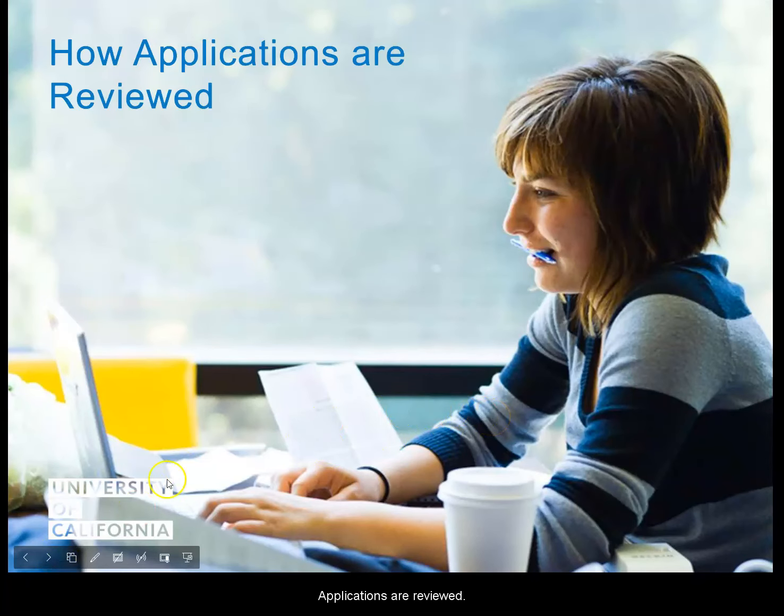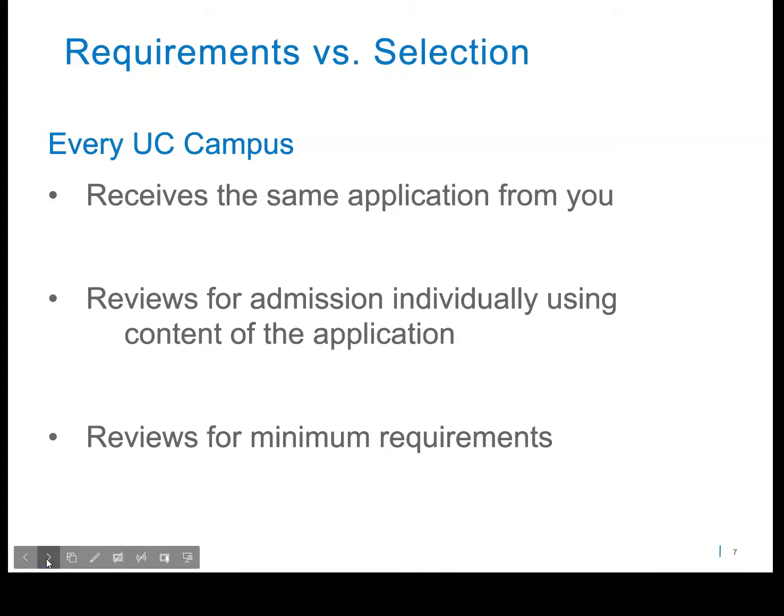How applications are reviewed. So we'll talk about requirements versus selection. Every UC campus receives the same application from you. The campuses review admissions individually using the content of the application. It also reviews for minimum requirements.